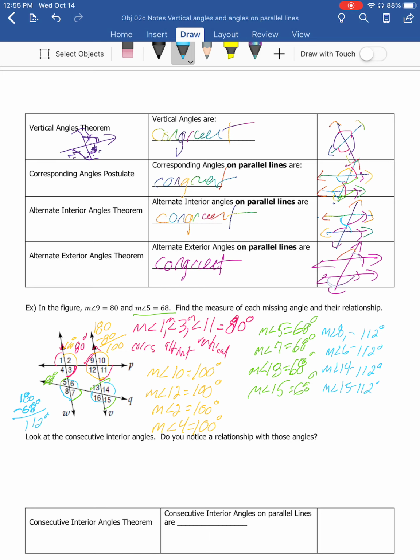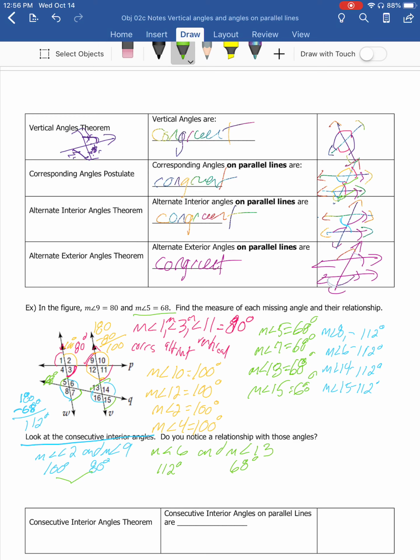Okay, so your next observation is to look at the consecutive interior angles. So I'm talking about the measure of, let's say, angle 2 and the measure of angle 9 on the first one. The measure of angle 2 was 100 degrees. The measure of angle 9 was 80. Okay, and then also I'll look at another pair of consecutive interiors. So let's say the measure of angle 6 and the measure of angle 13. Well, the measure of angle 6 was 112 degrees and the measure of angle 13 was 68 degrees.